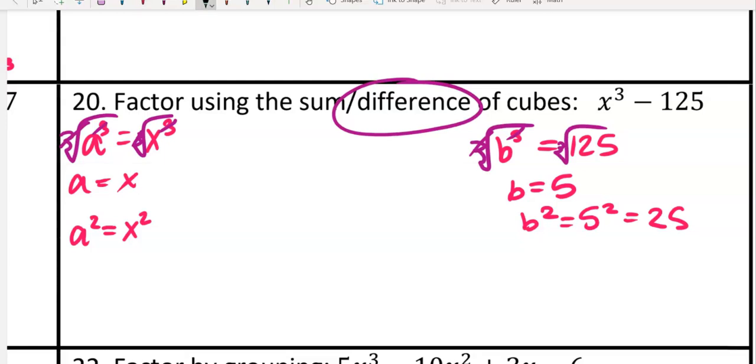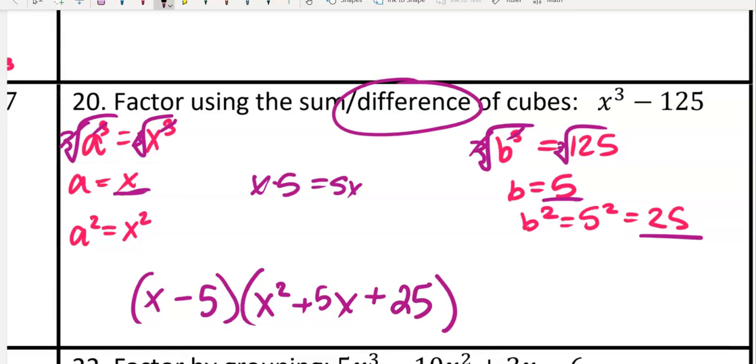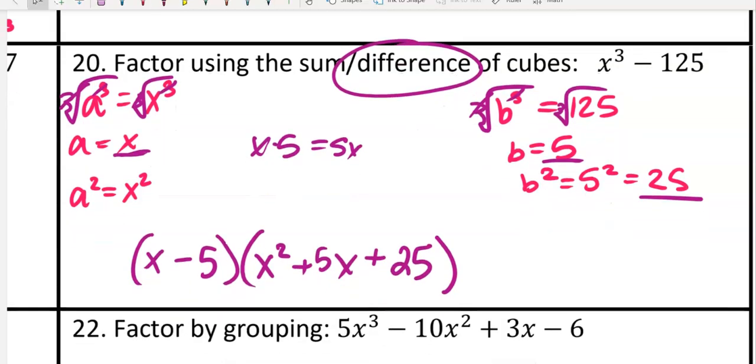So the formula goes like this. We have a minus b. A is x and b is 5. So x minus 5. Our next set of parentheses will be a squared, which is x squared, plus a times b. So here we have x times 5, which gives us 5x. And the final term is plus b squared, which we said was 25. And there's our difference of cubes.